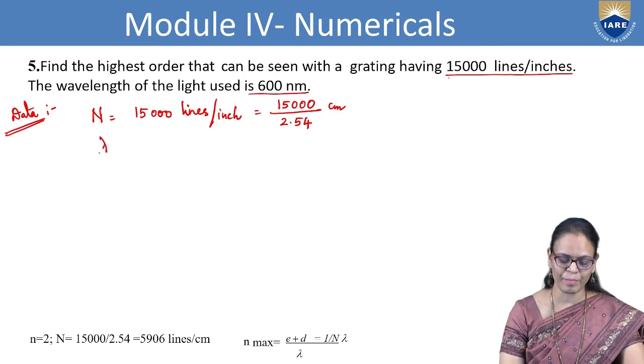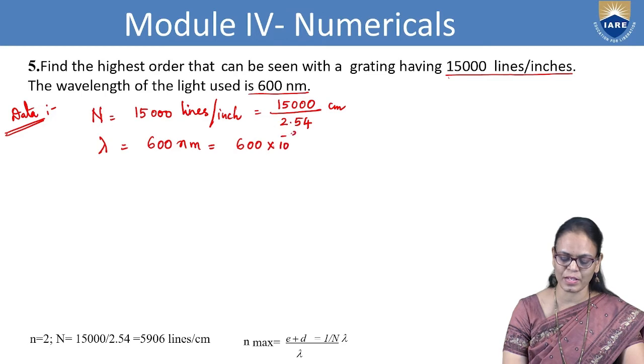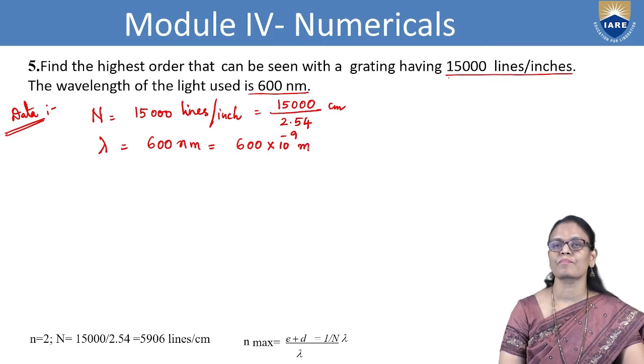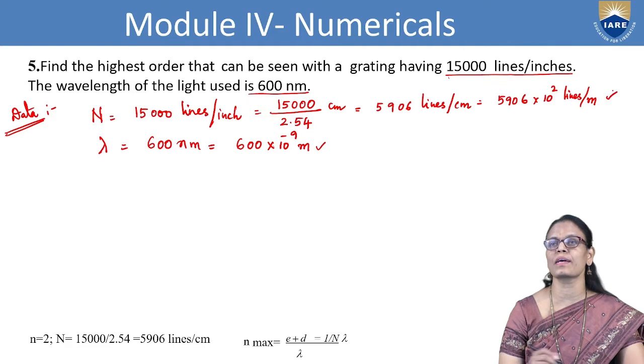Then wavelength lambda is 600 nanometer. So this will be 600 into 10 power minus 9 meter. So if you find this, this will be 5906 lines per centimeter, or I can write it as 5906 into 10 power 2 lines per meter, because if you convert this into meter, this also has to be in meter.